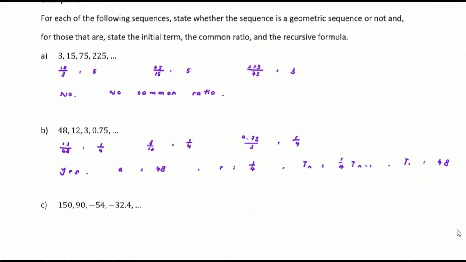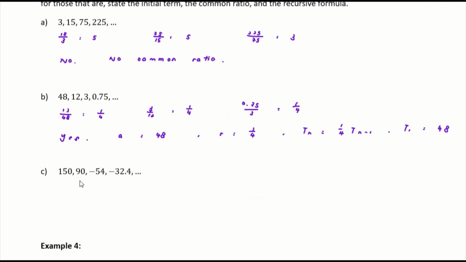Okay, so the C: 150, 90, negative 54, negative 32.4. Just by looking at this, you can already know that it's not a GP. Why is that so? Because when you divide 90 by 150, that gives you positive. But when you divide negative 54 by 90, you get a negative number. When you divide this one by that one, you get a positive number again. So whenever you have an r that is positive, the sign wouldn't change. If your r is a negative value, then it's going to alternate, like positive, negative, positive, negative.